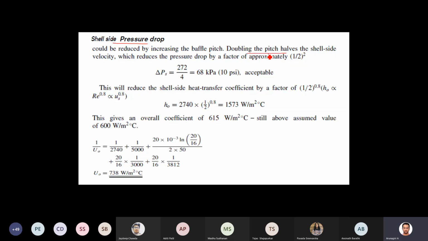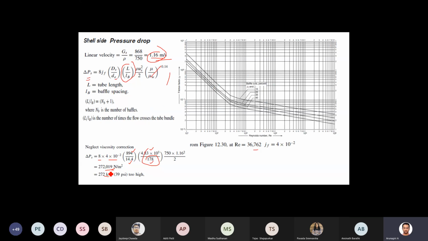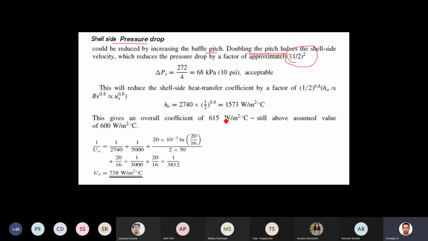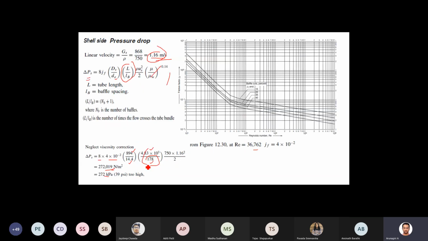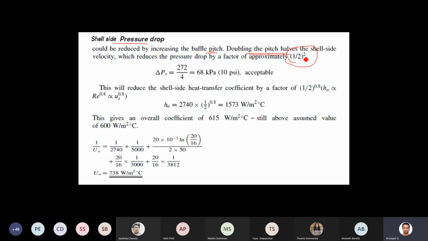So doubling the pitch. So you can increase the baffle pitch. So what happened? The pressure drop is approximately 1 by 2 square, because delta PS is 272 here kilopascal. So as per this equation, the velocity is U square, baffle pitch is off. So just this is 1 by 2 square, correct? So that reduces the pressure drop by a factor 1 by 2 whole square. So this becomes what? 68. So it is acceptable.